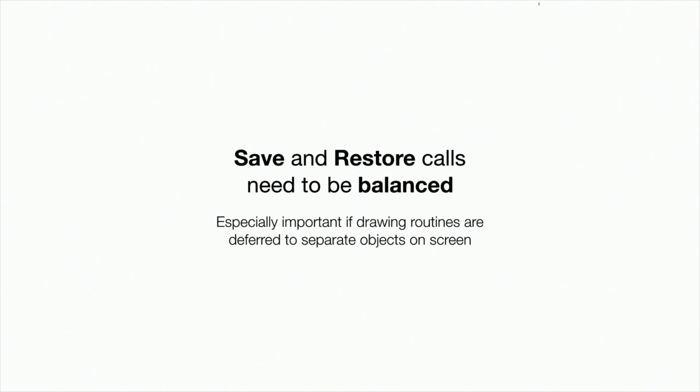And yeah, they also need to be balanced. This is a problem that I ran into, because if in your app you're trying to defer the rendering to different classes, and you have multiple view types that are taking care of rendering their own drawing routines, save and restore balance becomes sort of a mess. You need to make sure that you're balancing every save call with a restore call.